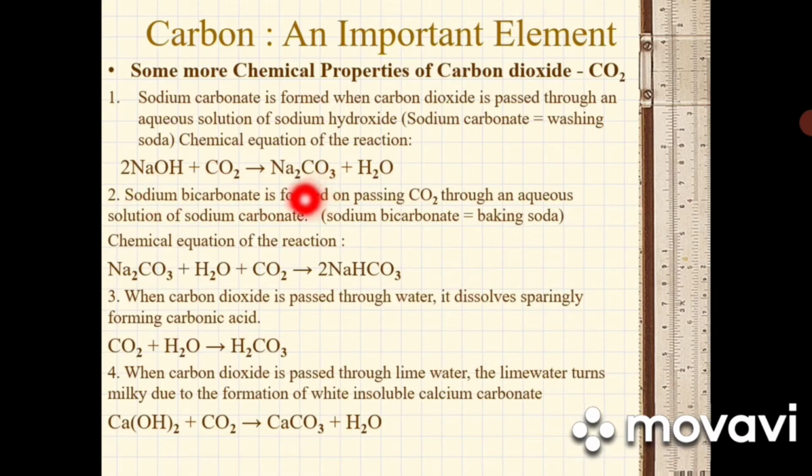Na2CO3 is sodium carbonate. Sodium bicarbonate is formed on passing carbon dioxide through an aqueous solution of sodium carbonate. Sodium bicarbonate is also known as baking soda. The chemical equation of this reaction is Na2CO3 + H2O + CO2 gives 2NaHCO3. When carbon dioxide is passed through water, it dissolves sparingly, forming carbonic acid. The chemical equation of this reaction is CO2 + H2O gives H2CO3, which is carbonic acid.